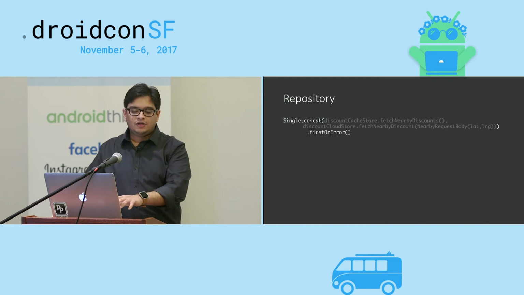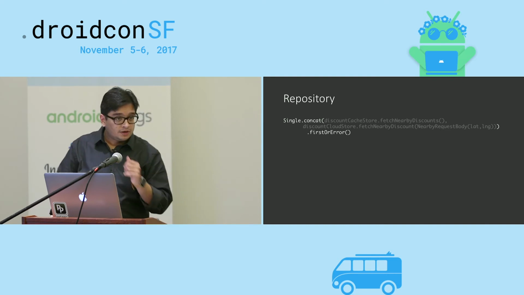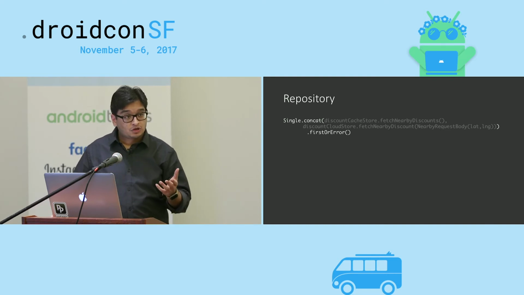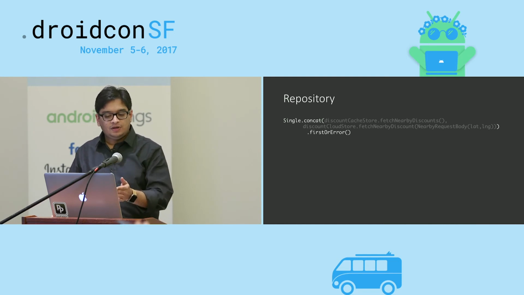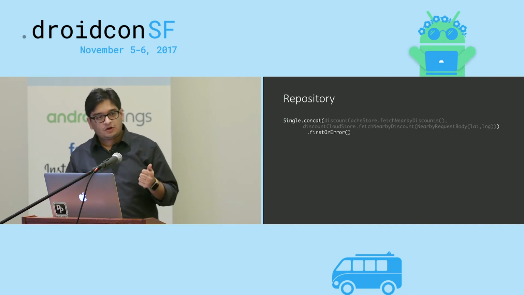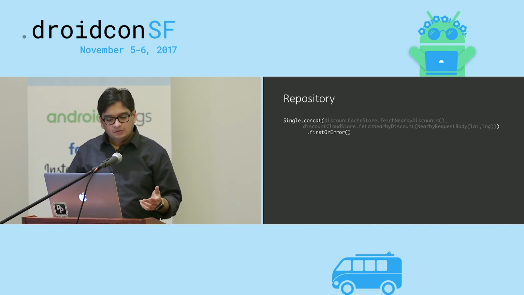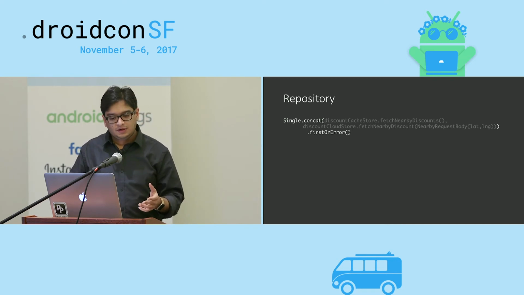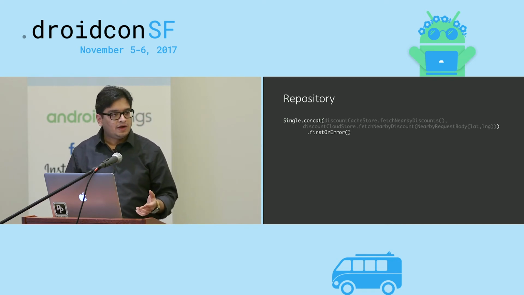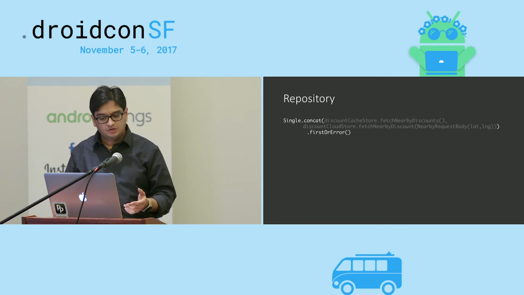If you look here, we're using the concat operator, which we learned in the beginning, which basically subscribes to one observable at a time, right? So it's going to subscribe to the cache operator, but at the end, we have something called firstOrError. What it is telling RxJava is, if you find the data from the first observable, that's it. Do not go ahead and subscribe to the other observable.